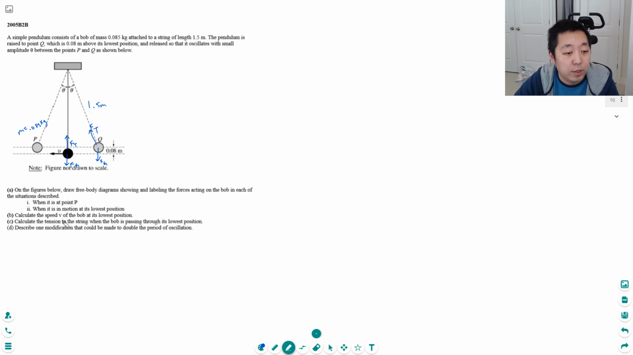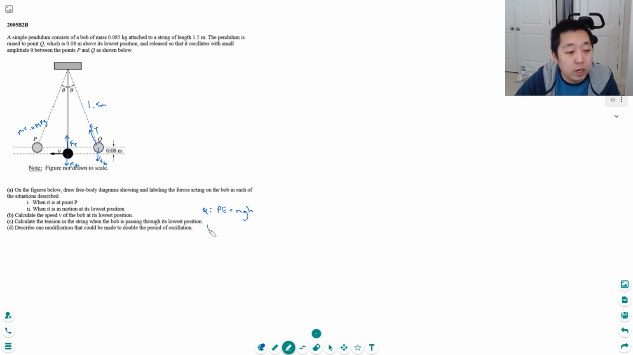Calculate the speed v of the bob at its lowest position. Because I've been given the height, and one of the things you do with pendulums is conservation of energy, we're going to use energy conservation to go from the potential energy up here to the kinetic energy down here. So at point Q, the energy we have is potential energy, equal to mgh. I know m, I've been given the mass, 0.085 kilograms. I know g, the gravitational constant, and I know h, 0.08.